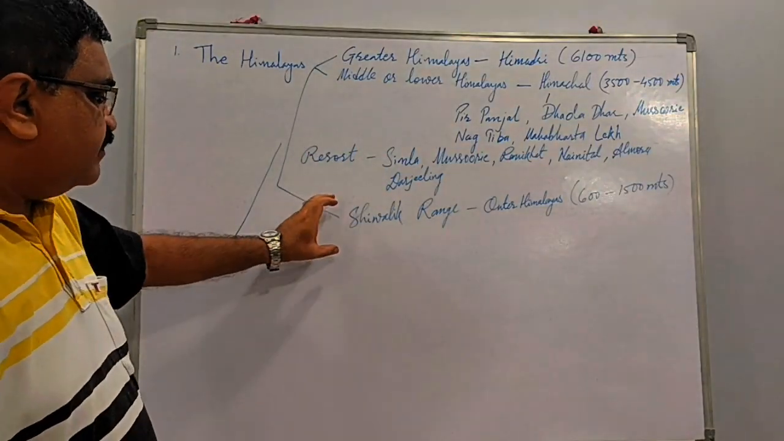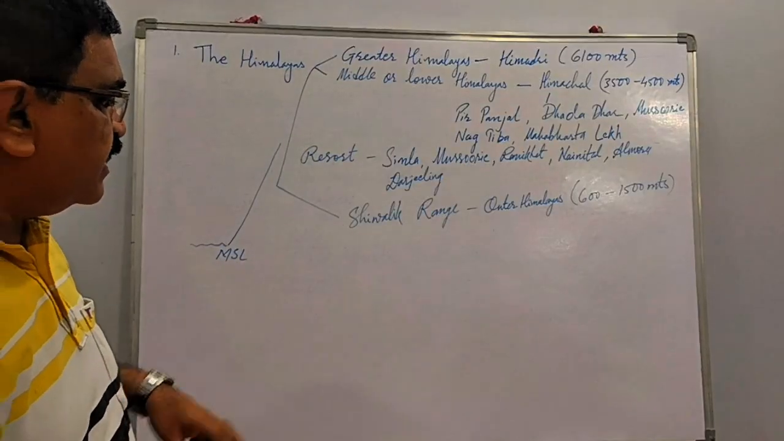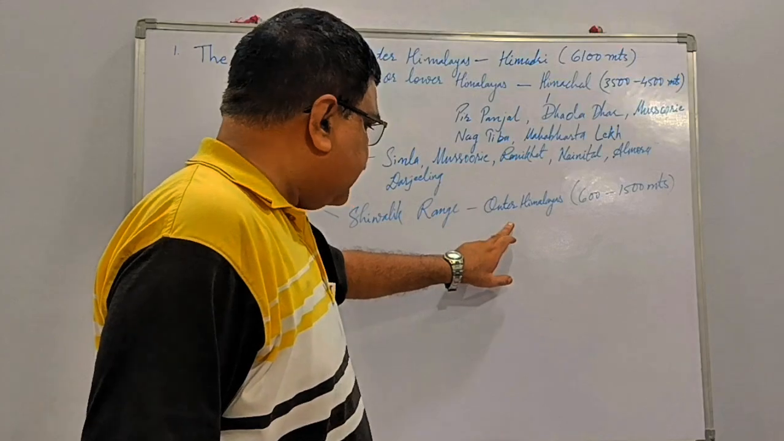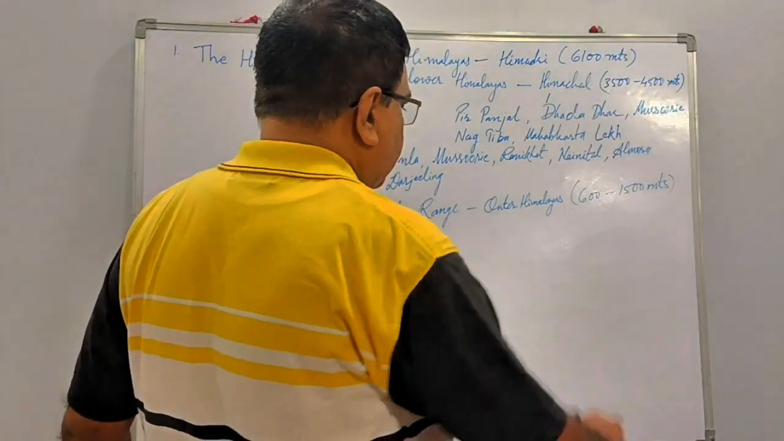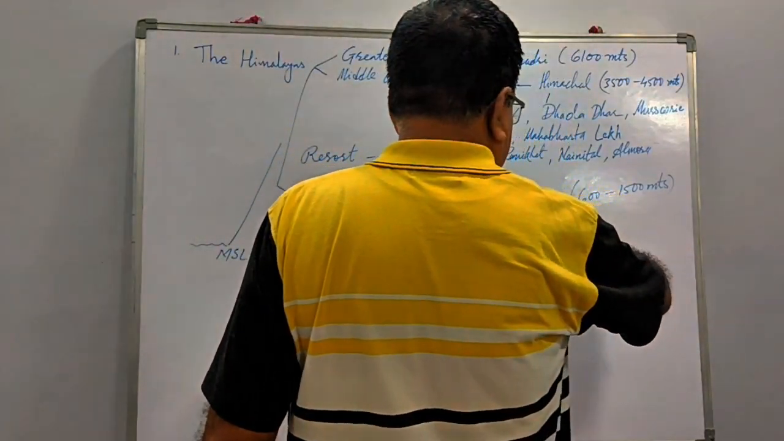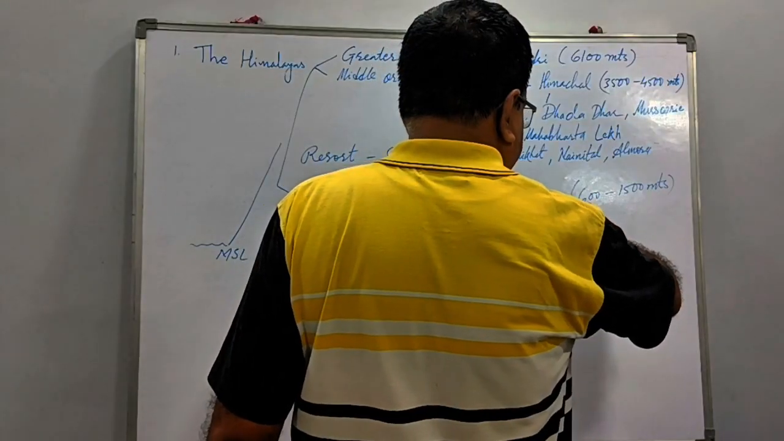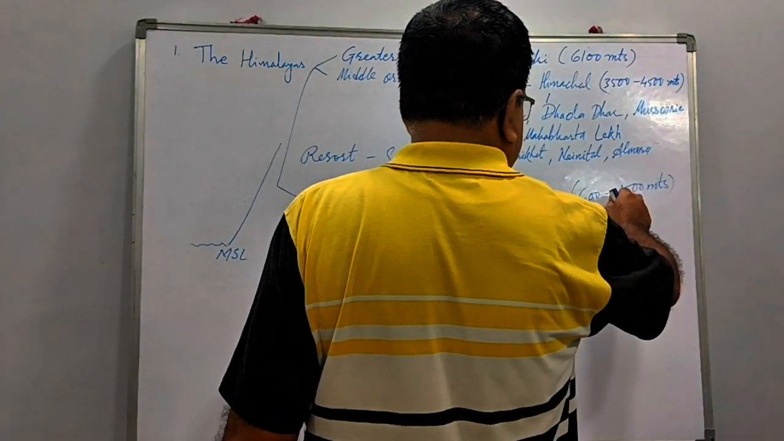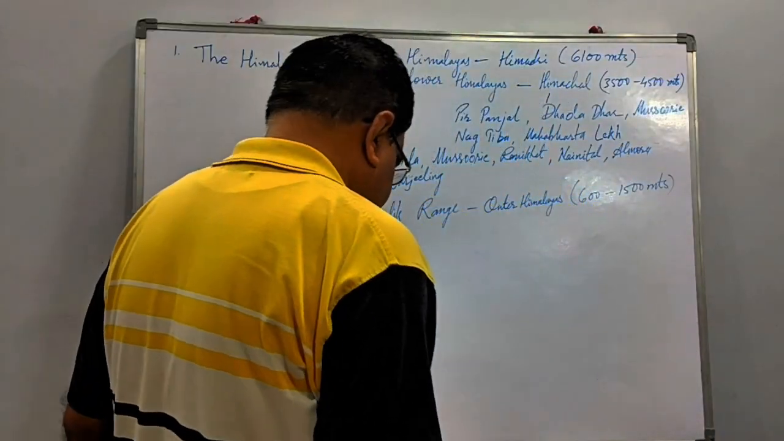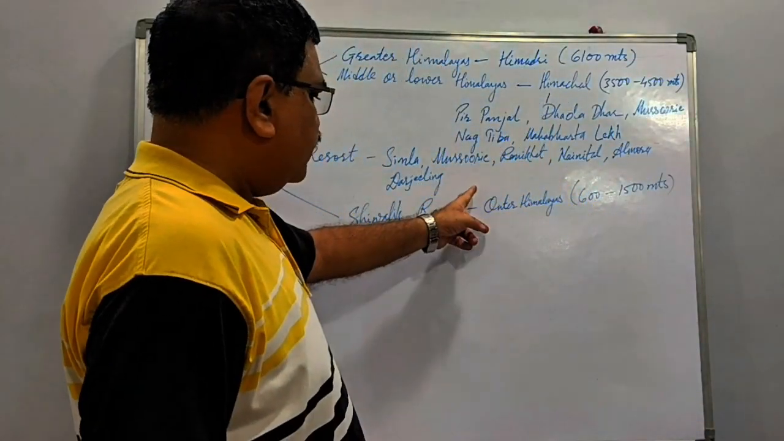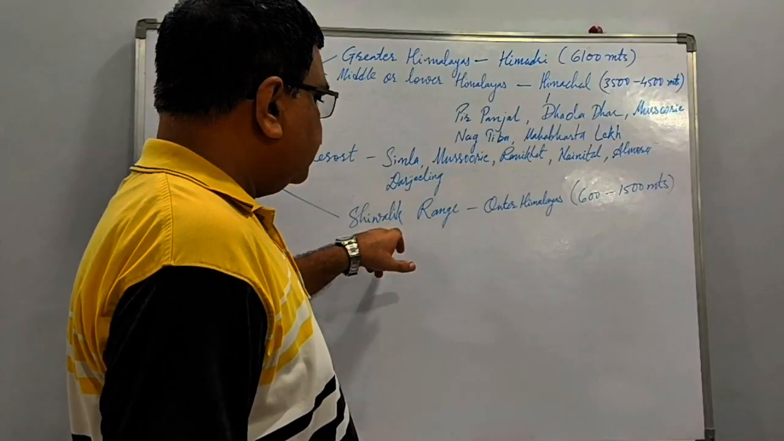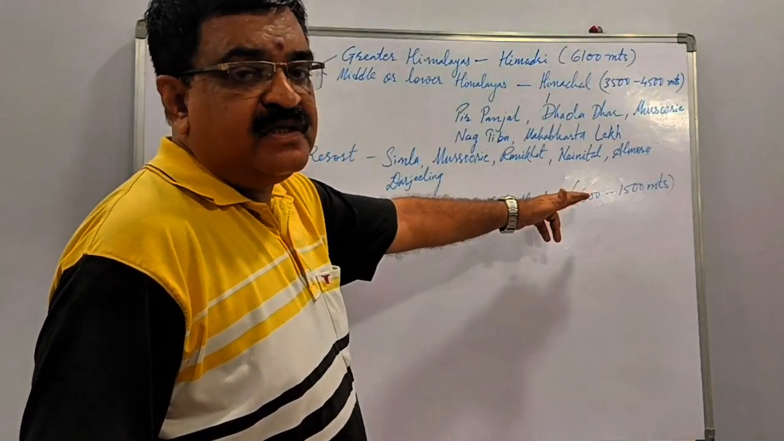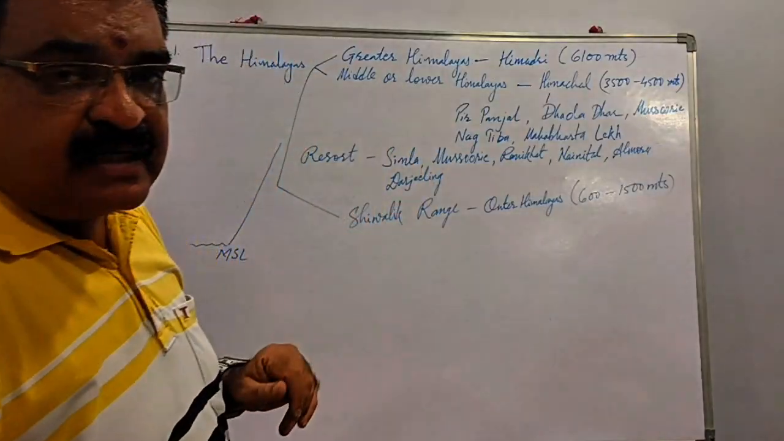The next range is the Shivalik range. It is also called the Outer Himalayas. The average elevation of the Outer Himalayas ranges from 600 meters to 1,500 meters. In these Shivaliks, so many lakes and water bodies are found along with human settlement.